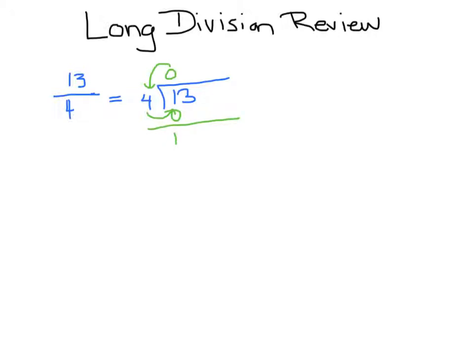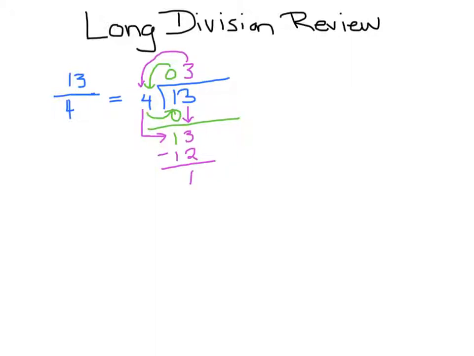So the next thing you do in long division is you bring down the next number here. And then you ask yourself how many times this number goes into this number down here. So how many times does 4 go into 13? It goes in 3 times. And we can check that again. 3 times 4 equals 12. And 13 minus 12 equals 1.